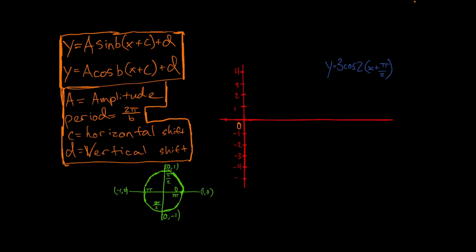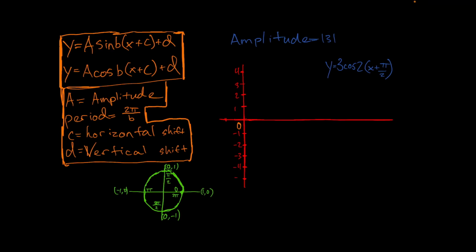Alright, let's try and graph y equals 3 times the cosine of 2 times x plus pi over 2. Now what's the amplitude? Well, we have a right here, which equals amplitude, and a is being multiplied by the sine or cosine. And we have 3 multiplied by the cosine of 2 times x plus pi over 2. So we can conclude that 3 is our amplitude. And remember, the amplitude is the vertical stretch.